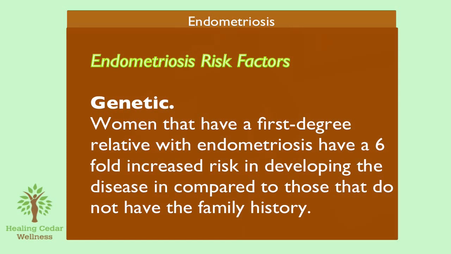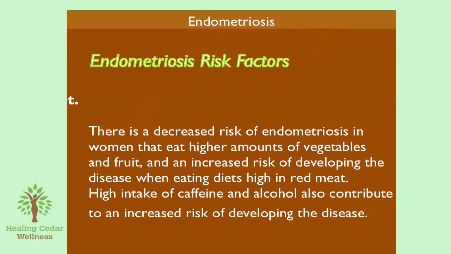There is a genetic link. We know that women that have a first-degree relative with endometriosis have a 6-fold increased risk of developing the disease in comparison to those that do not have the family history. Diet can also come into play. There is a decreased risk of developing endometriosis in women that eat higher amounts of fruits and vegetables, and an increased risk of developing the disease in women that eat a high diet of red meat.